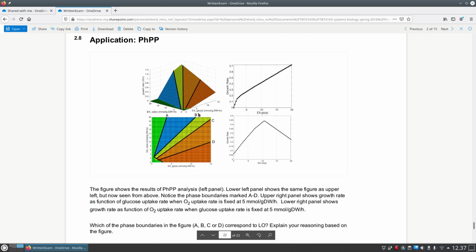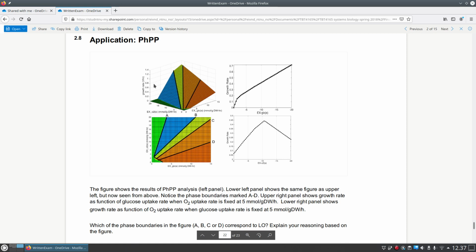Now, a double substrate limitation is where we have both the shadow prices being positive. That means that adding either substrate will increase biomass production. Lastly, the futile phase is where at least one of the shadow prices is negative. That means that adding more of either metabolite will actually lead to a reduction in growth.